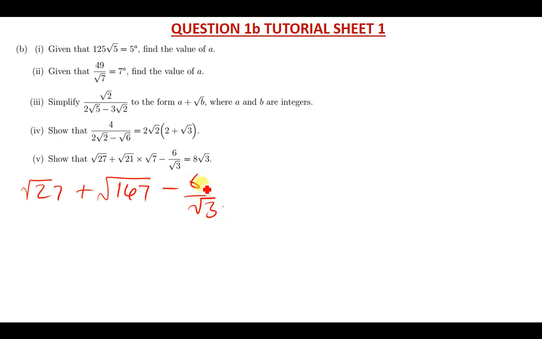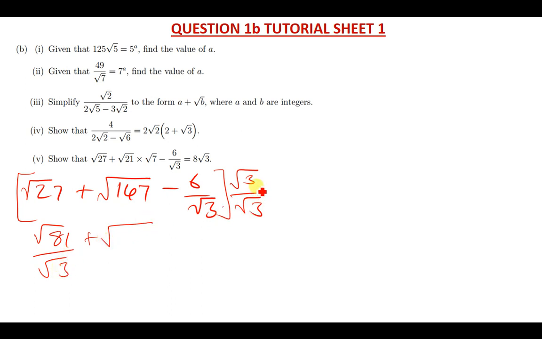So what you have to do here is we can multiply everything by root 3 over root 3. Let's see where this will take us. Okay, so this will give us the root of 81 over the root of 3. Then this will be the root of 441 over the root of 3. Then this one will give us 6 root 3 over 3.